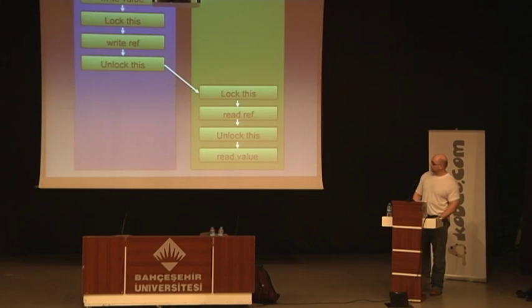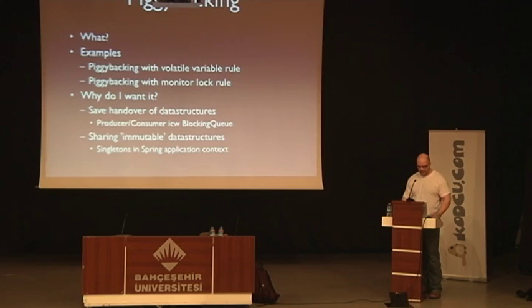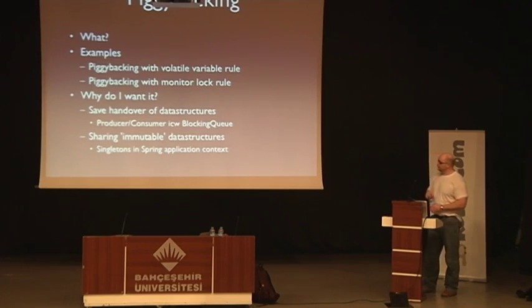Now, we have the same mechanism here. Because of the unlock and lock, we have a monitor lock rule in place, and the rest is the program order rule on the blue side, and another program order rule on the other side. And now it means that the write of the value in thread 1 will be visible when that value is going to be read in thread 2. So with piggybacking, you can safely hand over data structures from one thread to another thread.